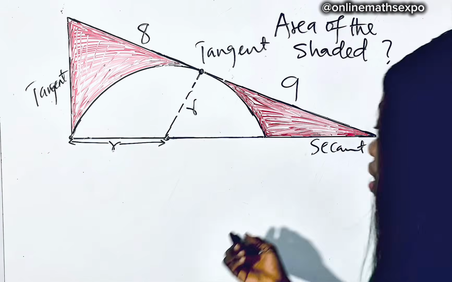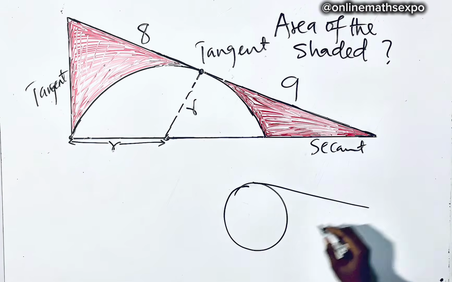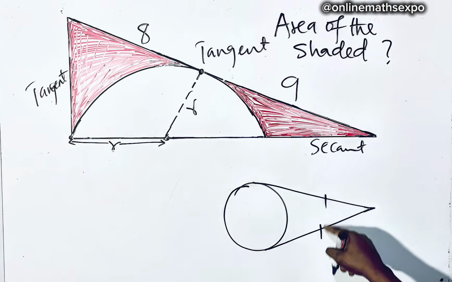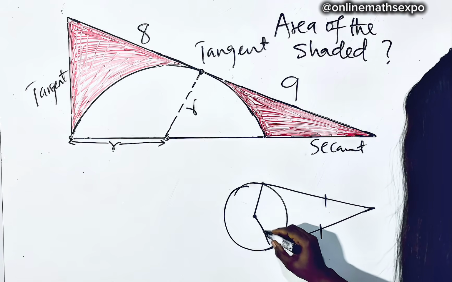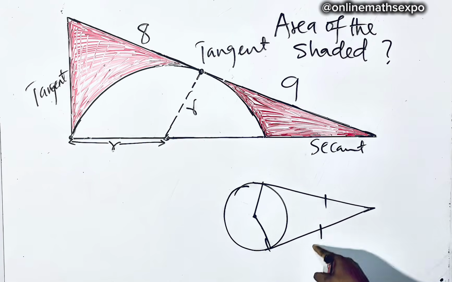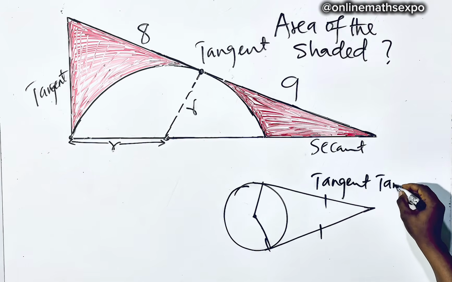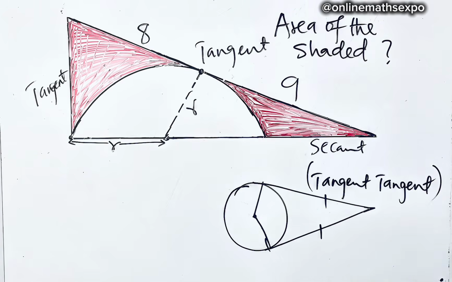So remember that when you have a circle drawn and there are 2 tangent lines drawn to touch each other at a point, we say that these 2 tangent lines are the same. This is your center, this is your radius, this is your radius. So these 2 tangent lines are equal. We call it the tangent and tangent theorem. Now, let's see how this helps us also in this question.